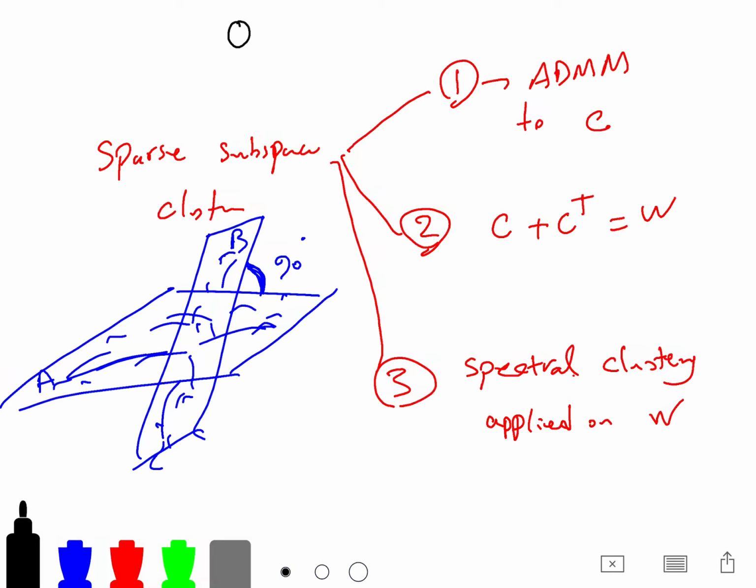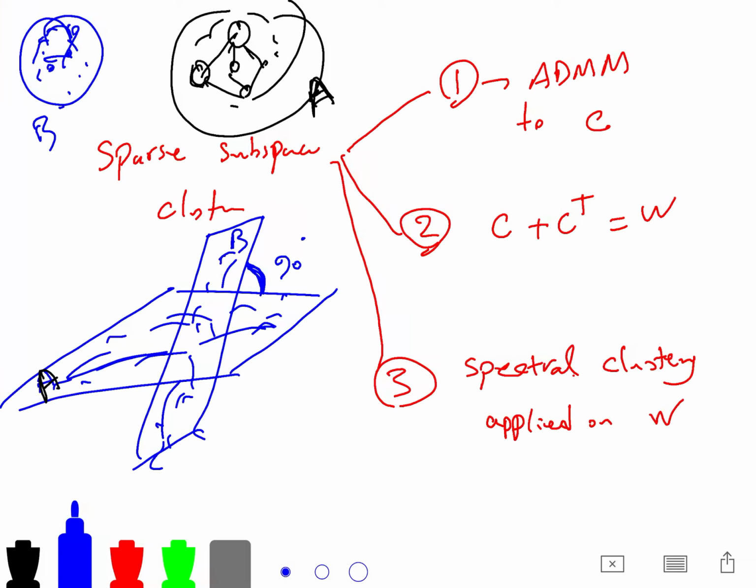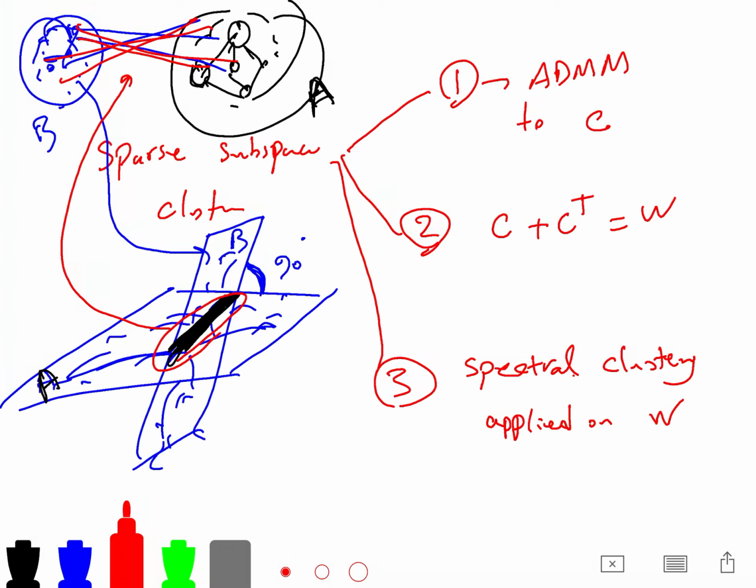And now you can see it as a graph. For example, the points on one of these graphs, so this is cluster A corresponding to subspace A, and you have graph B corresponding to subspace B, and then they have some weak connections because they may have an intersection. So the intersection of two planes is a line. So they may have some intersection, and this intersection is exactly the edges between these two clusters.